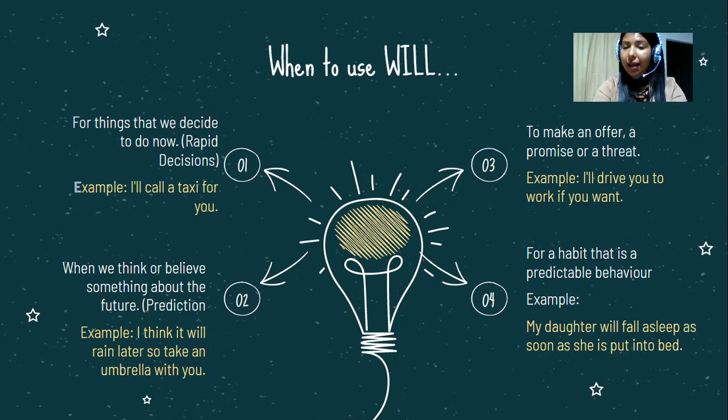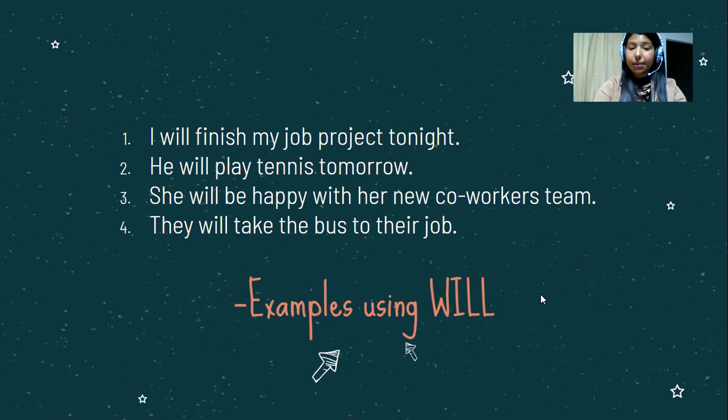And then we have habits, that is, predictable behavior. For example, my daughter will fall asleep as soon as she is put into bed. It's something that is predictable. So here I have some examples about the use of will. I will finish my job project tonight. He will play tennis tomorrow. She will be happy with her new coworker. And number 4 is they will take the bus to their job.